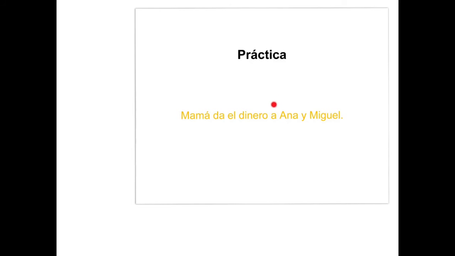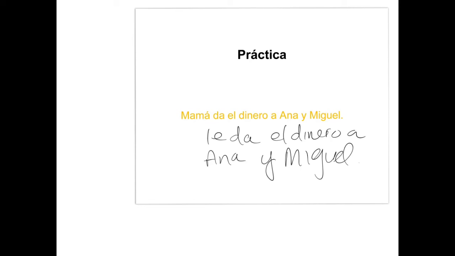So I want to take a Ana y Miguel, and I am going to use the correct indirect object pronoun to represent to them. In Spanish, in order to say to them, I will use the pronoun les. So my new sentence should say, Mamá les da el dinero a Ana y Miguel.